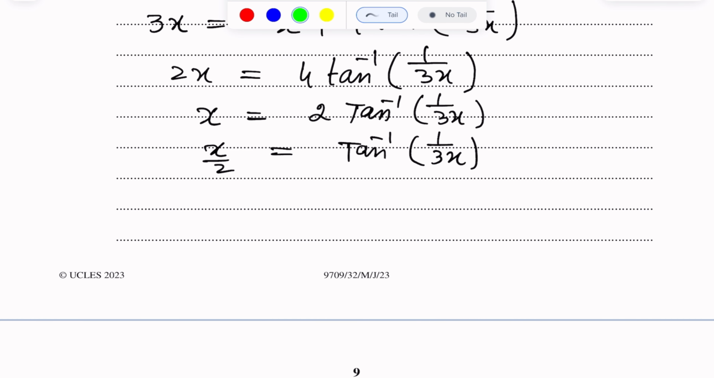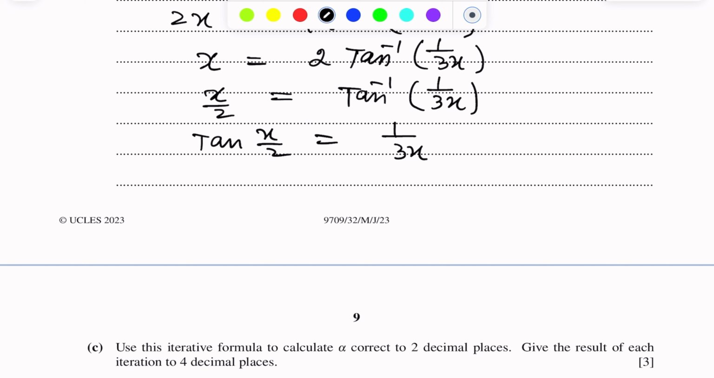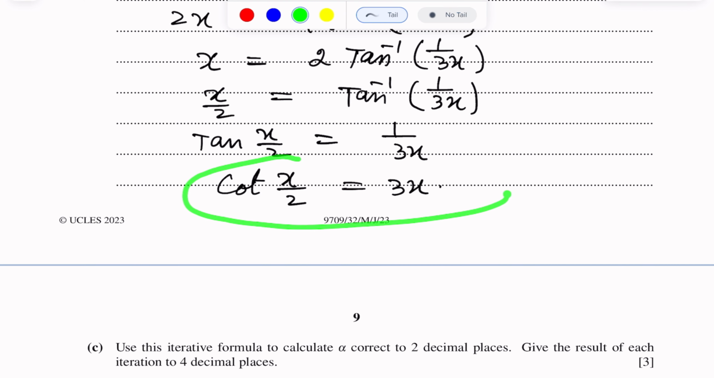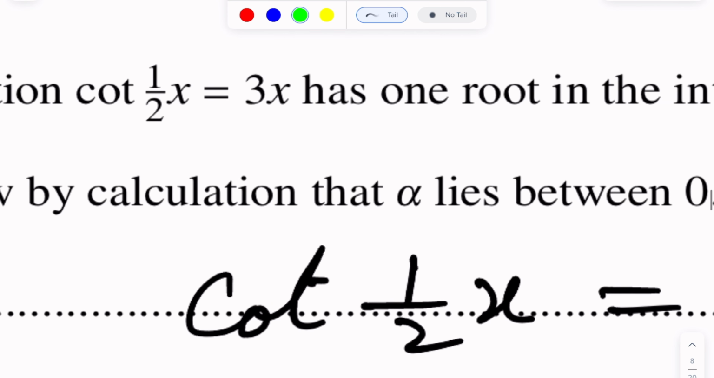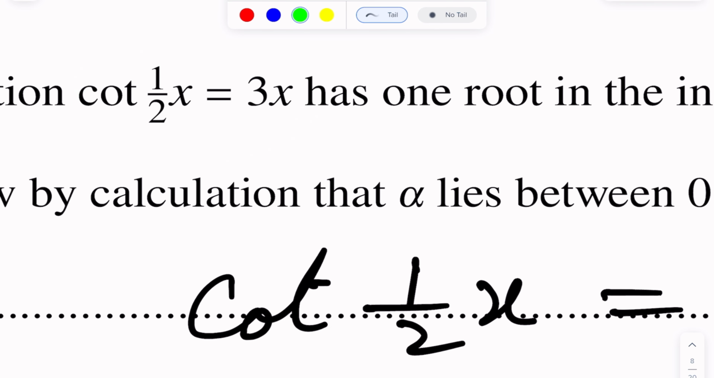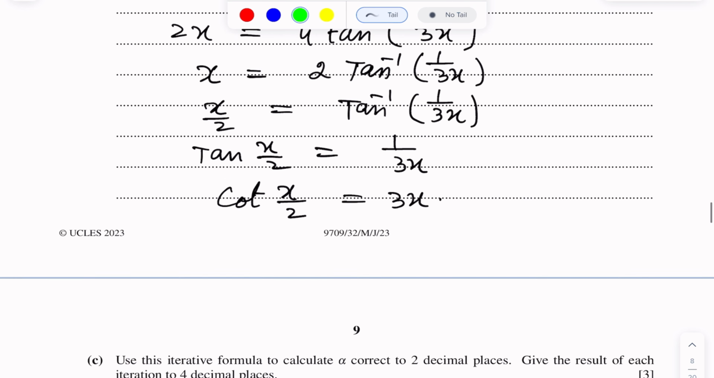So we can write tan inverse on the left hand side, it will become tan x over 2. So tan x over 2 is equal to 1 over 3x, taking reciprocal each side. Reciprocal of tan x over 2 is cot x over 2. The reciprocal of 1 over 3x is 3x. This is the same equation as it is given in the start of the question. So we have shown.